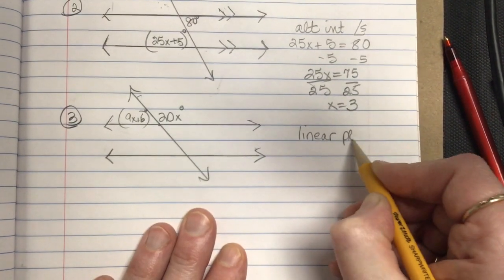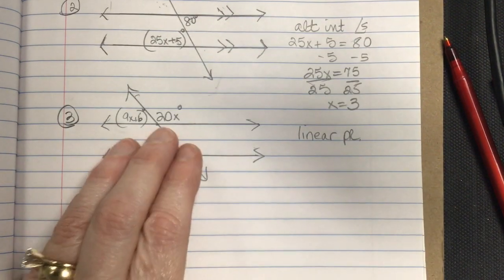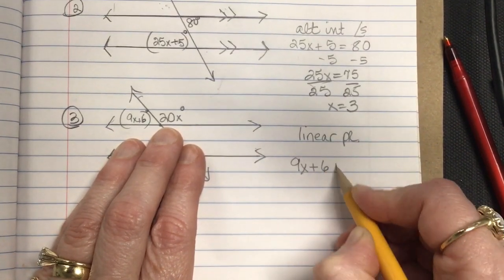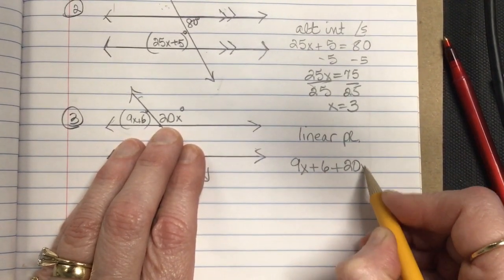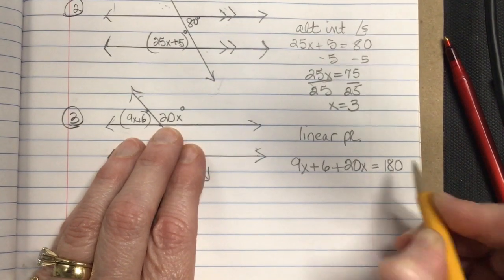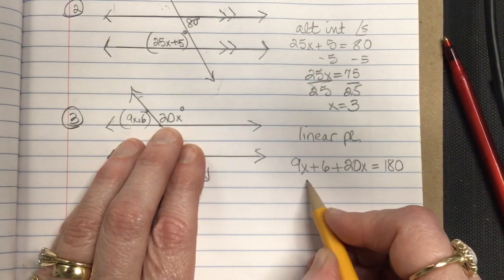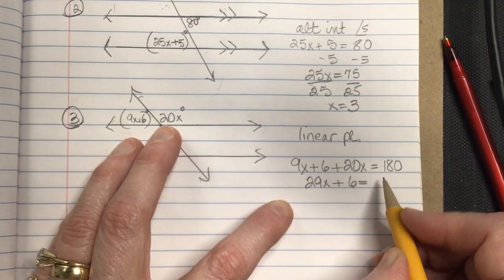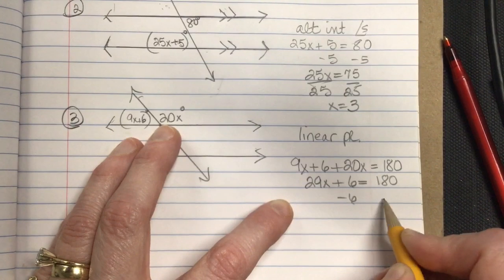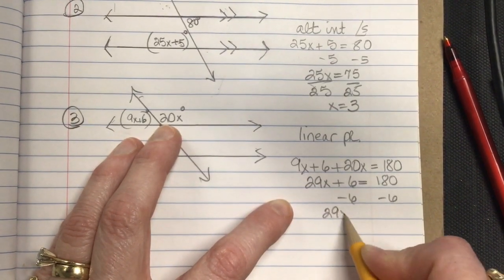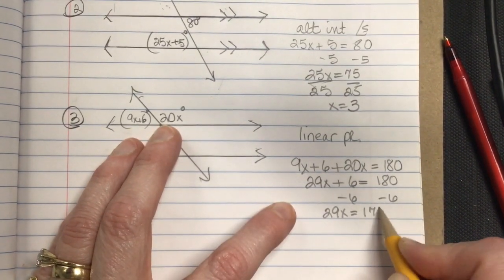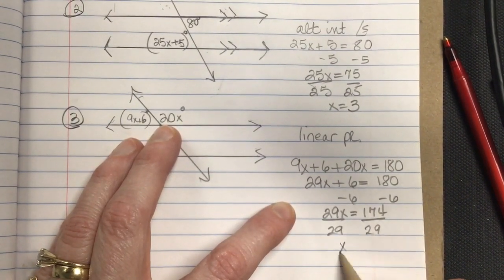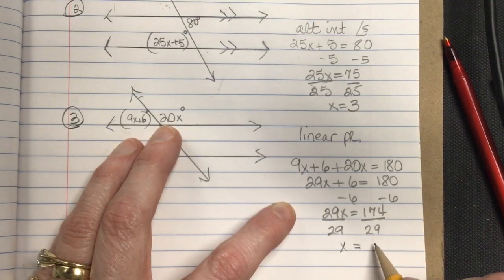Linear pair. What do we know about a linear pair? They add up to 180 because we defined them as being supplementary, didn't we? So we've got 9x plus 6 plus 20x is equal to 180. I'm going to go ahead and do that where I'm going to put my like terms together. I just like to do that. 29x plus 6 equals 180. Subtract your 6. 29x, I'm sure I'm ahead of you, but I'll let you catch up. And I think it comes out exactly 6.